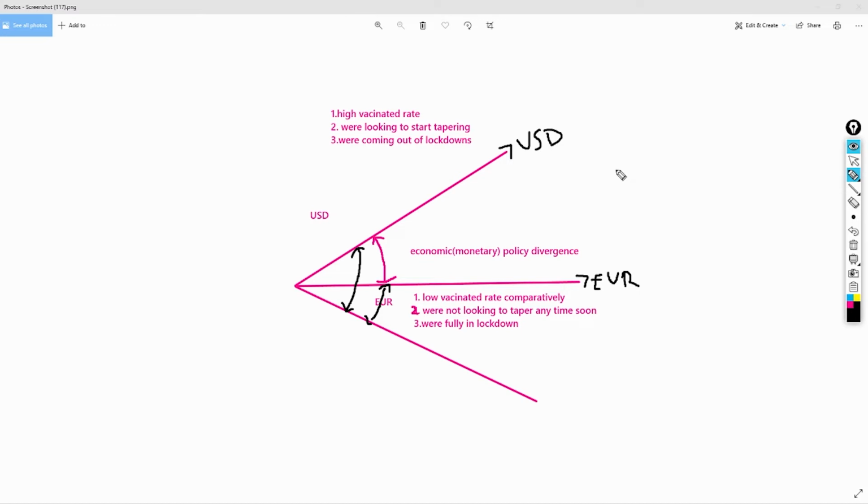So at the time, the US dollar was looking to revive its economy based on the vaccinated people, and also based on letting people out of lockdowns. The euro people were not doing all these things, and they were neutral, and this created a divergence in their monetary policies. And also the US people were looking to start tapering, and tapering simply means printing of money into the system, and this will produce a lot of money in the system, and this will make the usable amount in the system very much, and this will lead to inflation.